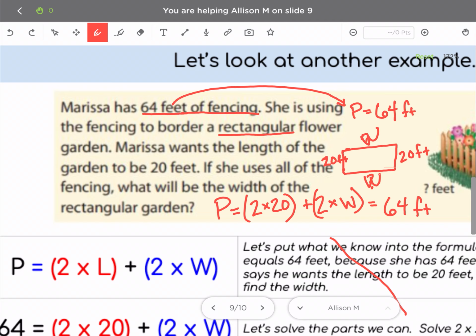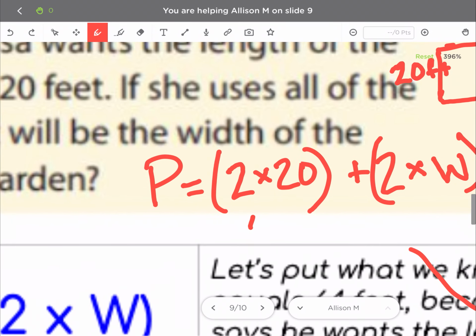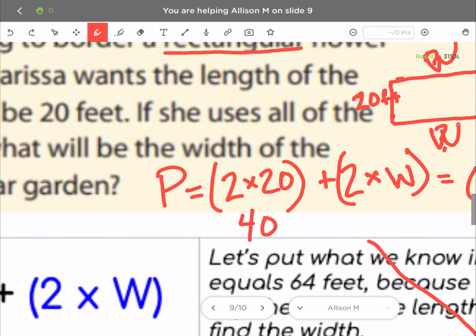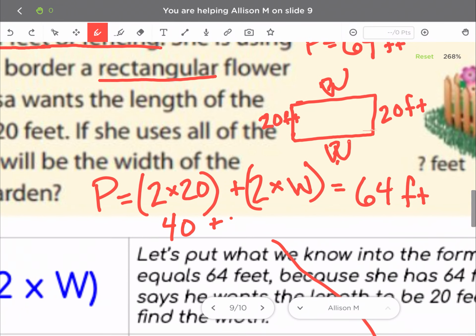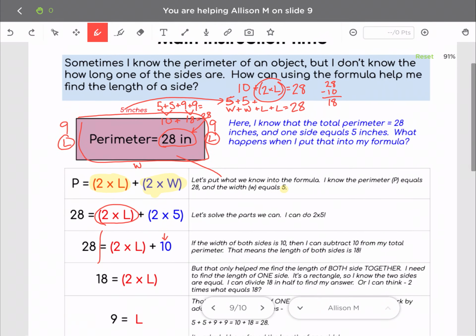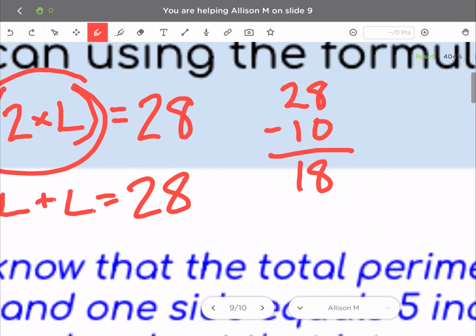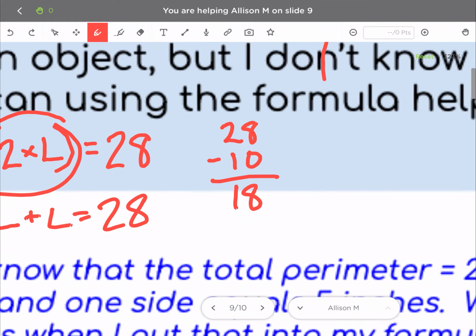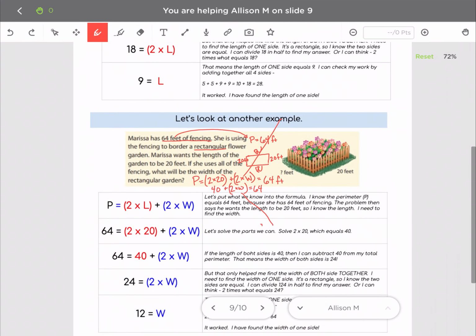All right, well, we can already break it down a little bit, because 2 times 20 is 40, plus 2 times W, we don't know W yet, equals 64. Okay, so again, we can use that same strategy we did up here. We could get our perimeter and subtract the 2 sides that we do know.